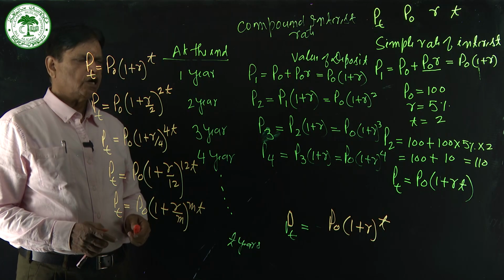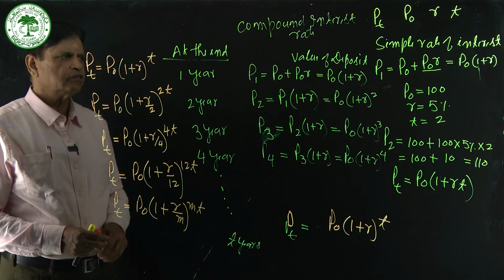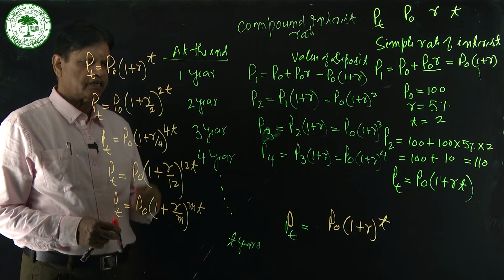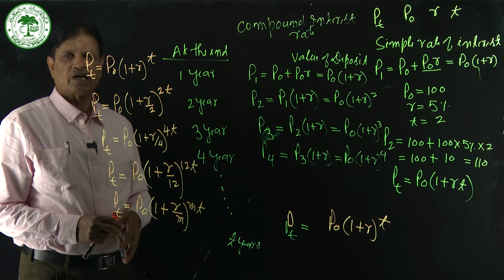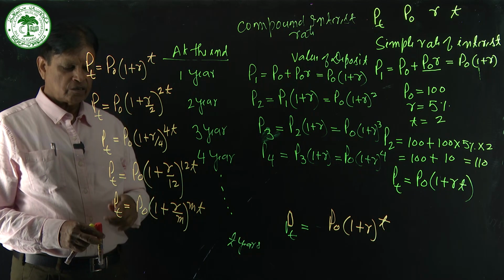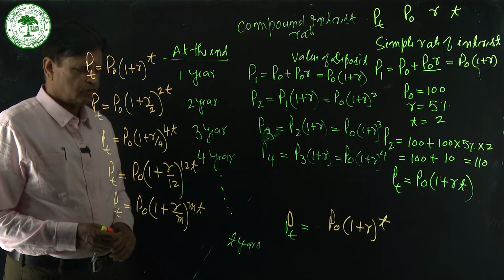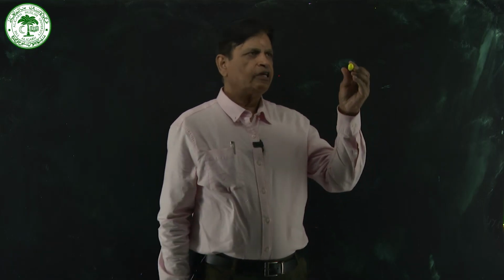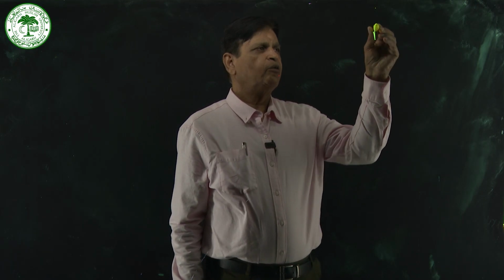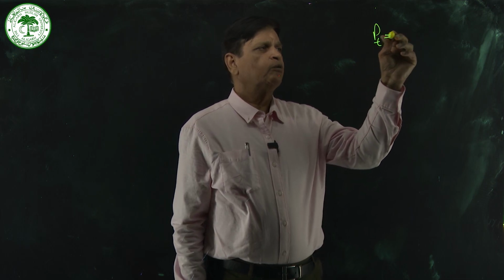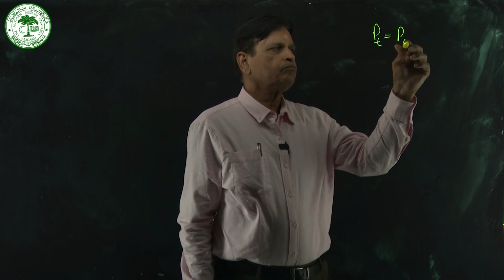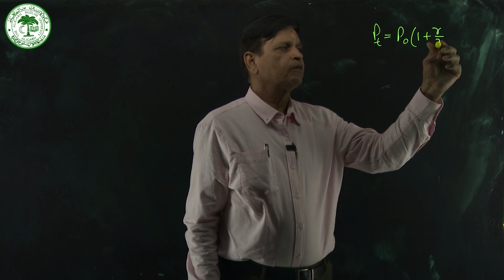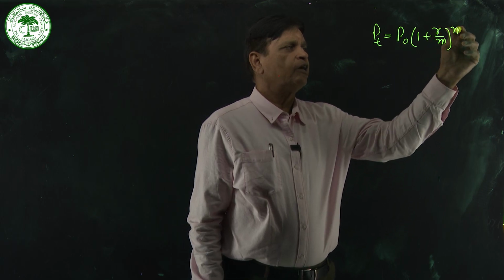So this will be the amount that you will receive after T period if interest is compounded m times in a year. Now, if interest is compounded continuously, say every second interest is compounded, m will become larger and larger. Then what will be the value of the amount in that case? We can also calculate that. So, we said that the amount received after T period when interest is compounded m times in a year will be equal to P0 (1 plus R divided by m) raised to the power mT.